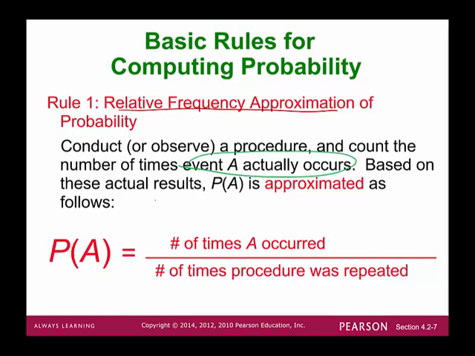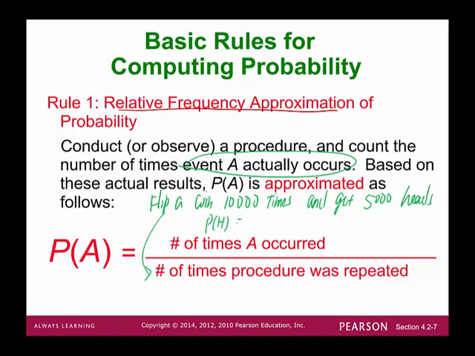So you can take a look at this. If you flip a coin 10,000 times, this would be the denominator, the number of times the procedure is repeated. So if we flip a coin and repeat the procedure 10,000 times, and end up getting 5,000 heads, then the probability of a head equals 5,000, the number of times head shows up, over 10,000. That turned out to be 0.5. That's why we always look at the probability of getting a head or the probability of getting a tail as 0.5.